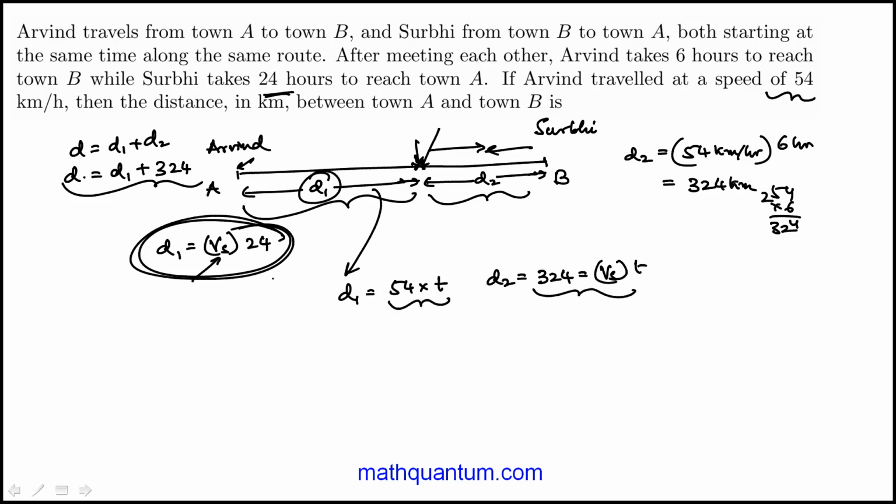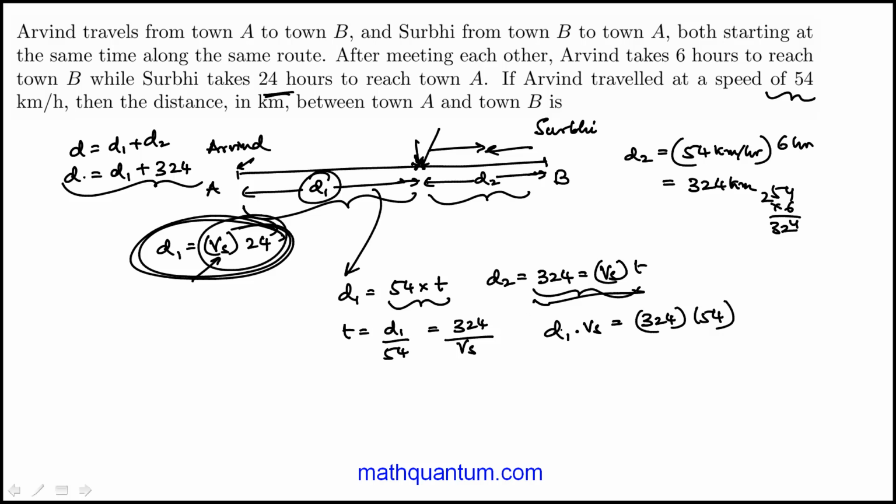My interest is really in V sub S and D1. So I'll eliminate T. So T is D1 over 54. And from this, T is 324 over V sub S. So from this equation, I get 324 times 54. And then I also know D1 is V sub S times 24. And you'll note that the way I obtained this was 54 times 6. So I'm actually going to go back to that. You'll see why.